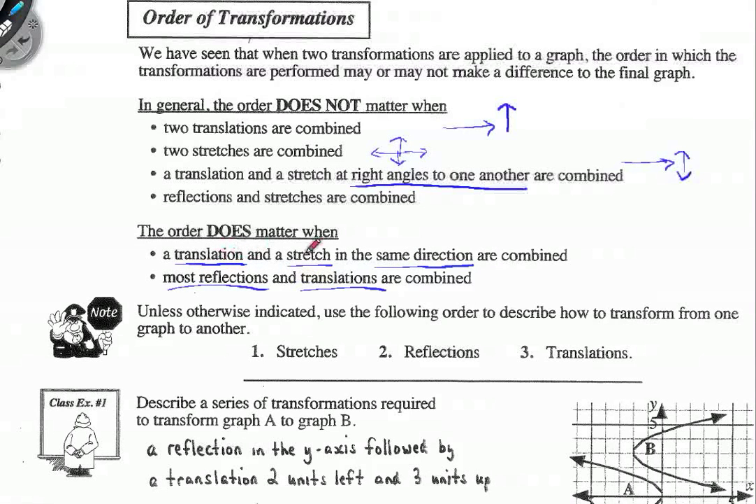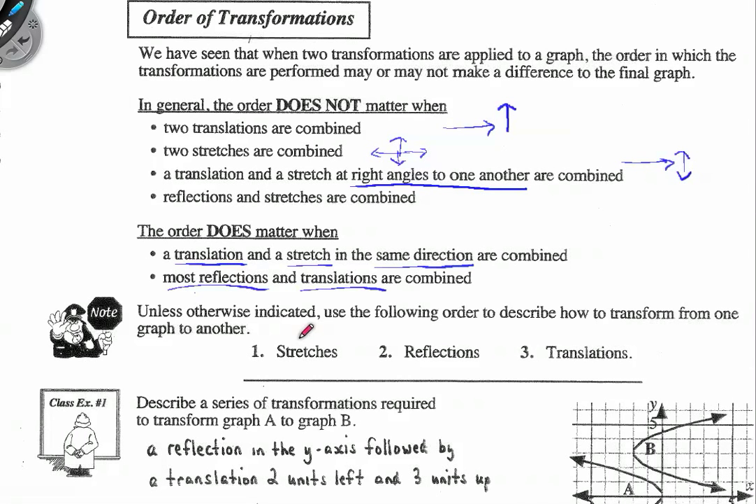Because a translation with a stretch or a translation with a reflection, quite possibly the order does matter. Definitely a translation with a stretch if it's in the same direction. That's when a translation and a stretch order will matter, if you're doing them in the same direction. If it's at 90 degrees, at right angles to one another, it won't matter. Again, a translation with a reflection, that also order does matter. Now, this is a very important point here. Unless otherwise indicated, use the following order to describe how to transform from one graph to another.